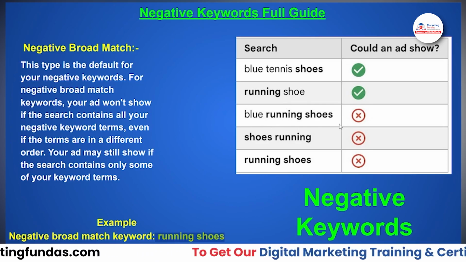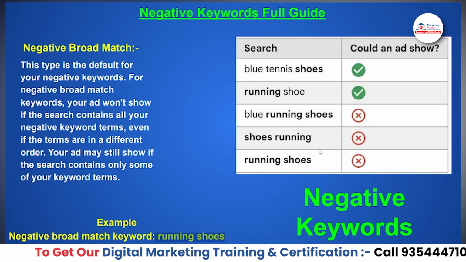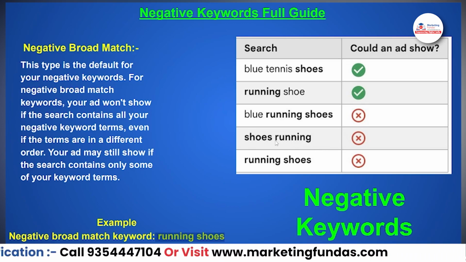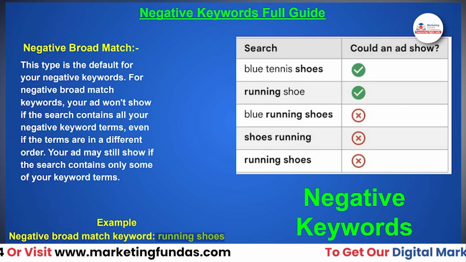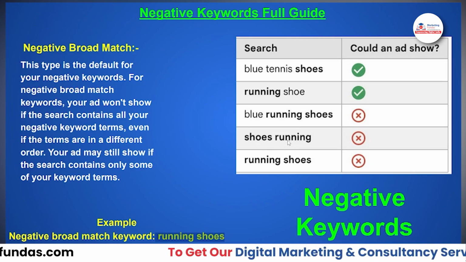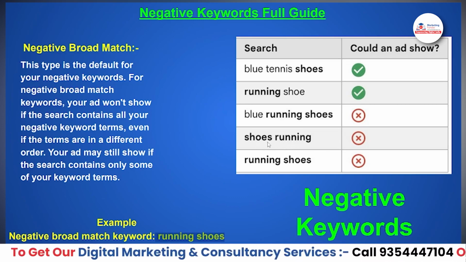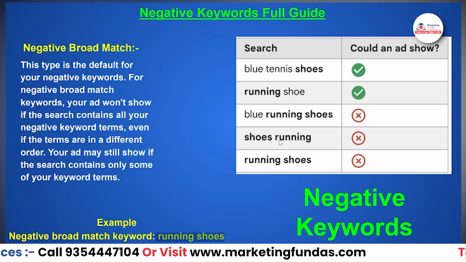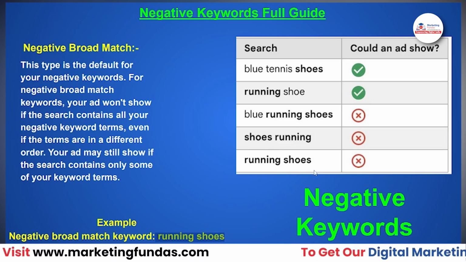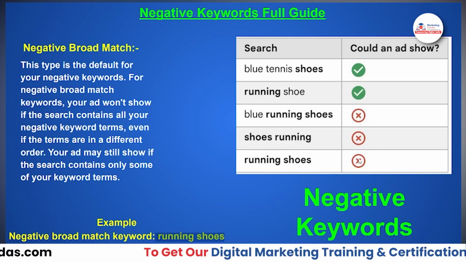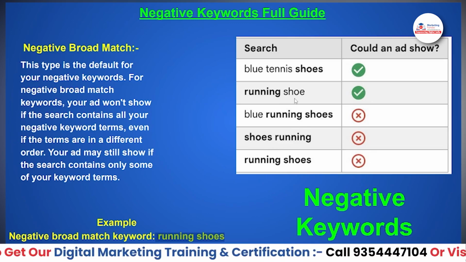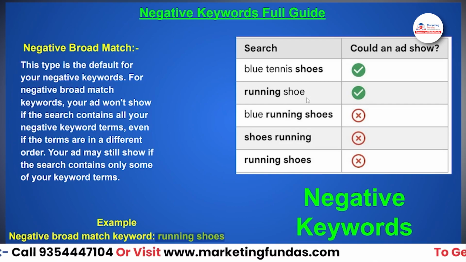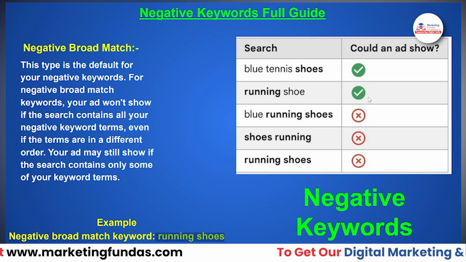be shown. Or "shoes running", then again your ad won't be shown, because all the words which you have added in the negative keyword are included here. It doesn't matter the order; the words should be in the search term, right? Also "running shoes", again your ad won't be shown. And here "running shoe", if the audience adds an s here, then again your ad won't be shown.